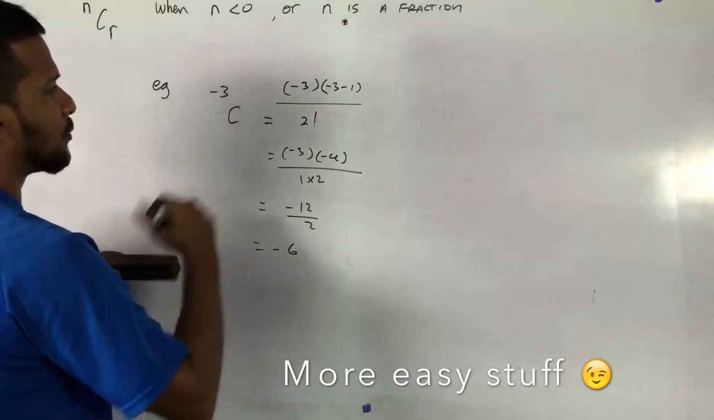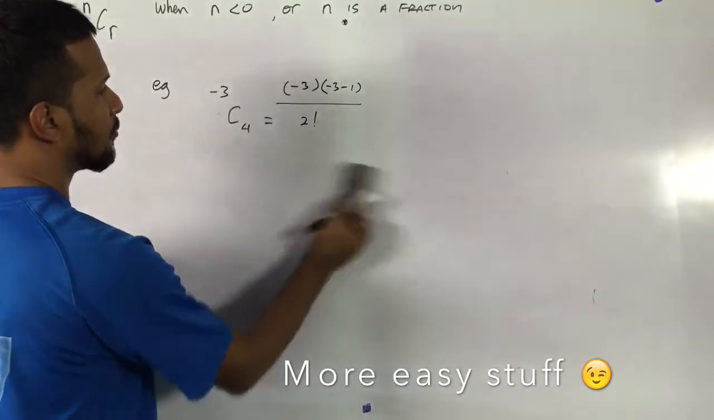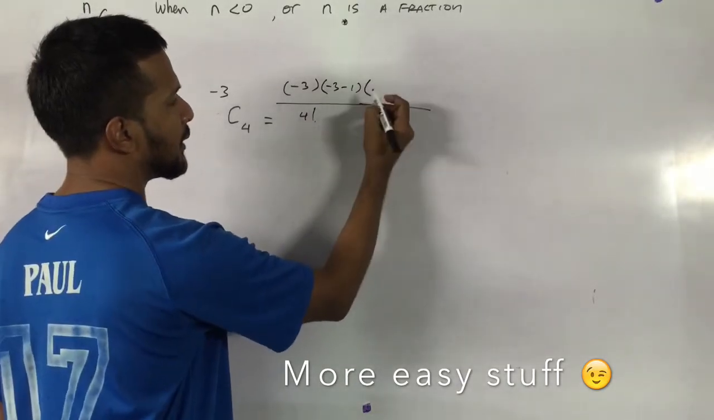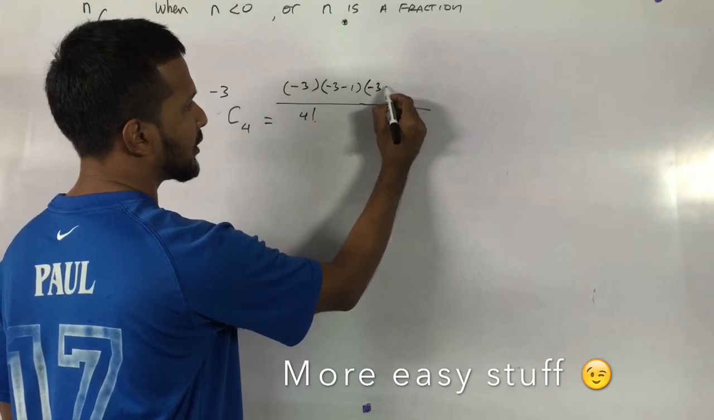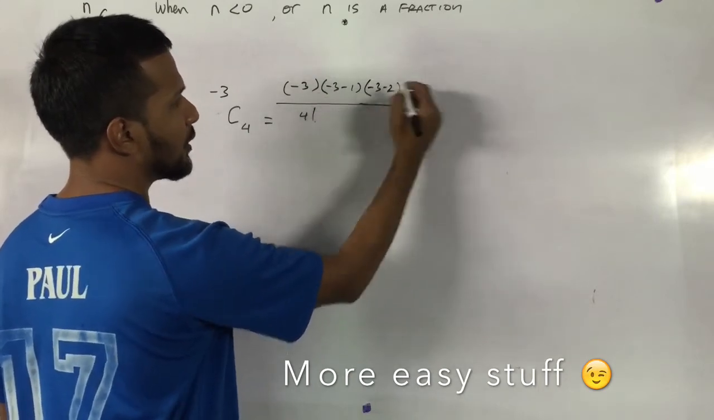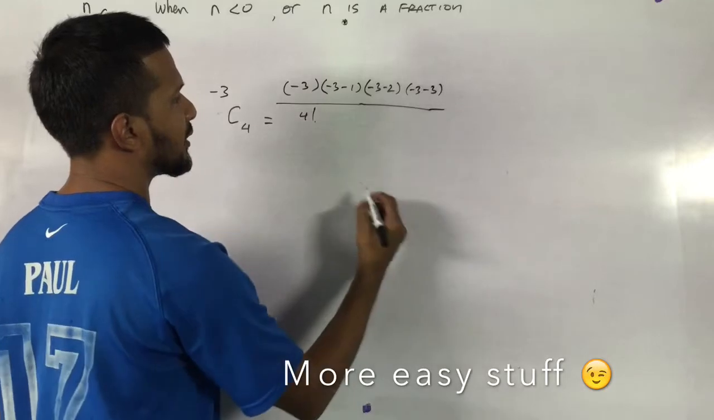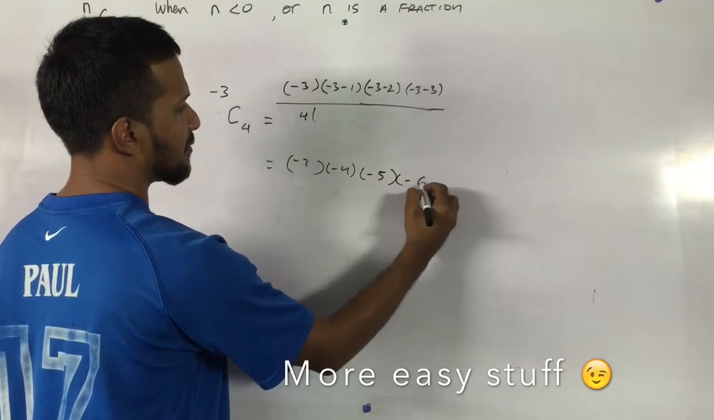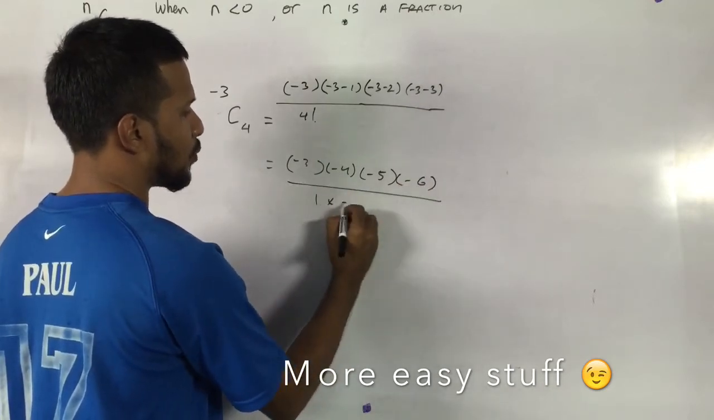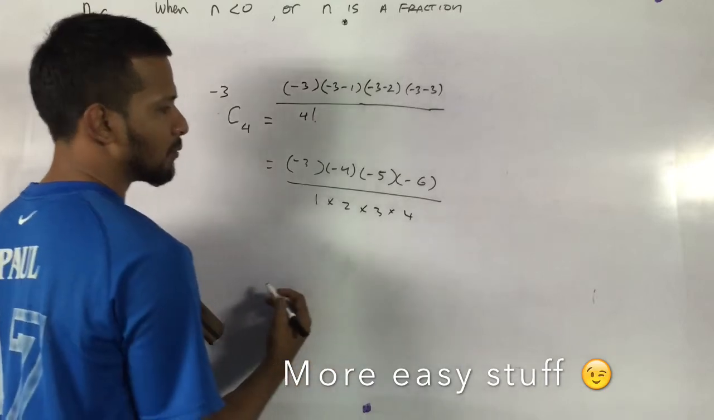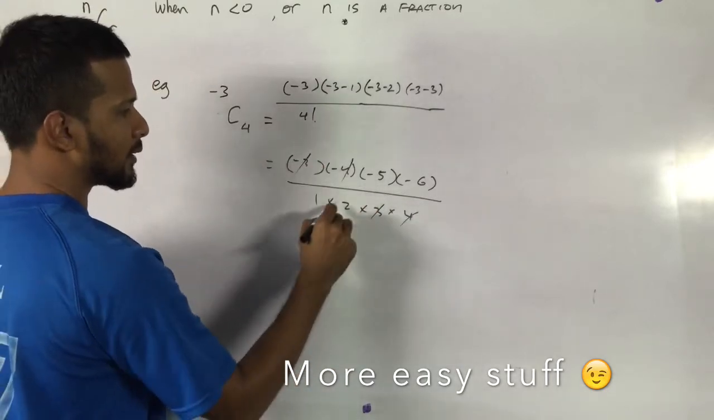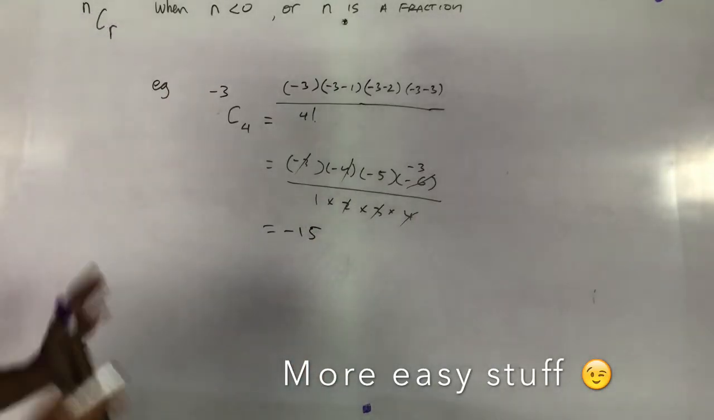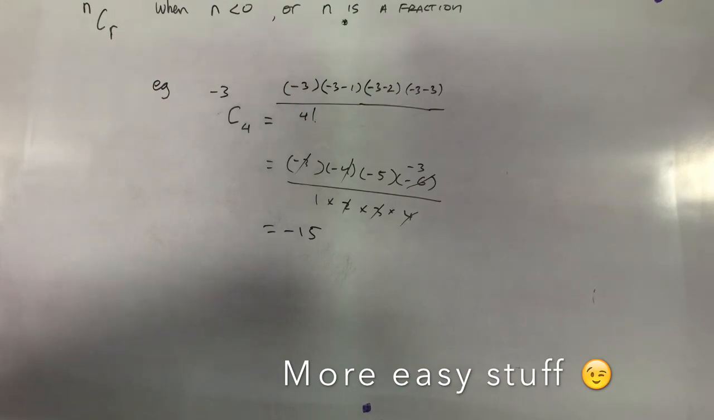Right? Remember, if it were 4 factorial, then it should have 4 products on top. So it will be minus 3 by minus 4 by minus 5 by minus 6 all over 1 by 2 by 3 by 4. Okay? 4 will cancel, 3 will cancel, 2 into this is minus 3, so the answer is minus 50. Very simple. Very, very simple working. Okay?